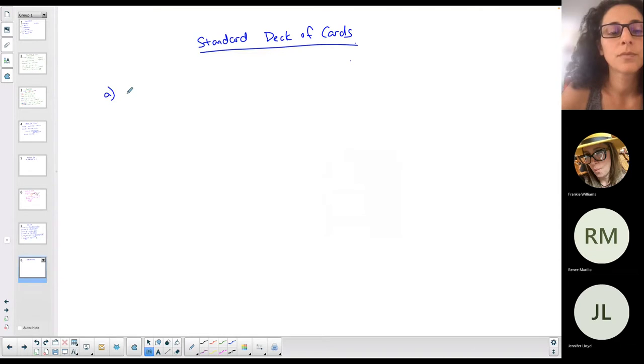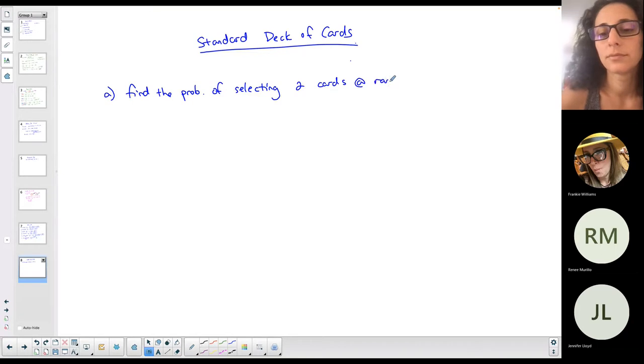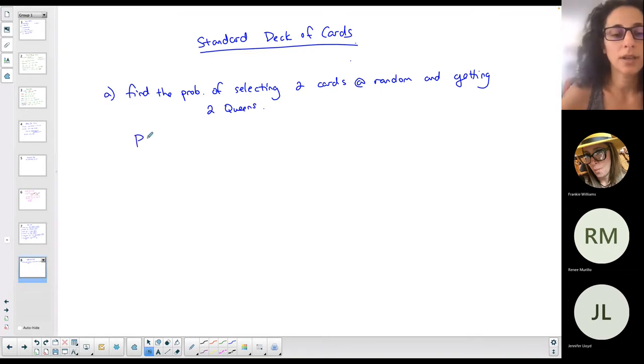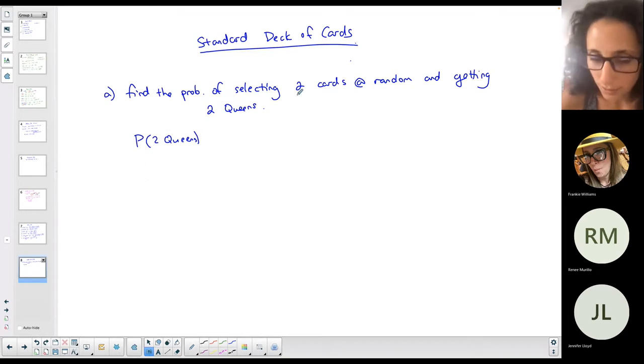First one. Find the probability. So I'm going to find the probability of selecting two cards at random and getting, we'll just make it two queens. So probability of two queens if I'm selecting two cards.